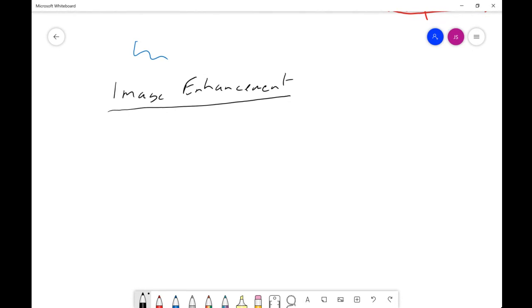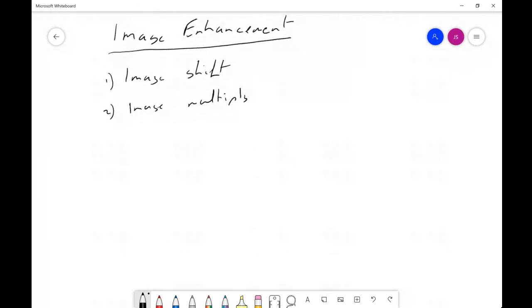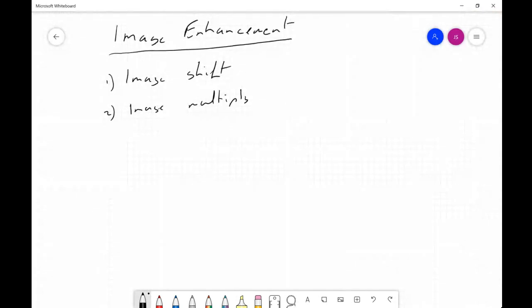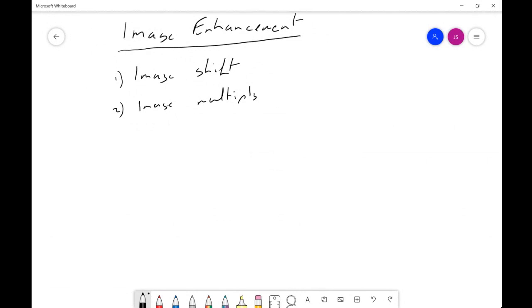We were looking at image enhancement. And this is achieved using two image processing operators, which is image shift and the second one is image multiply. And the way we employ this method is to first of all obtain the histogram of the original image.